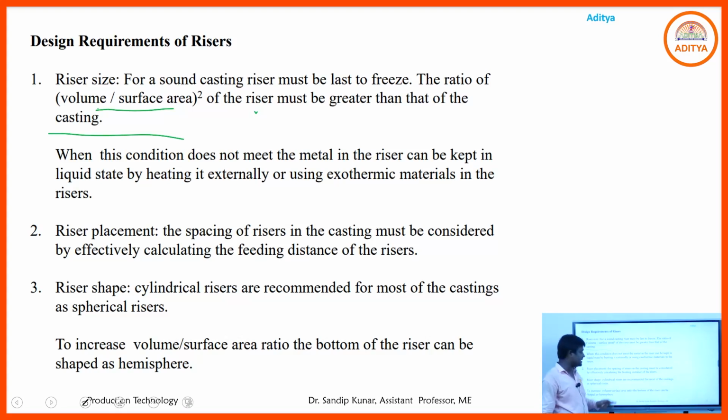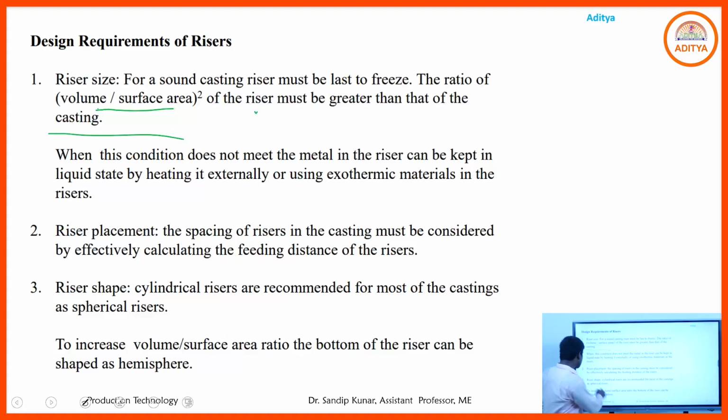Another, riser placement. The spacing of the riser in the casting must be considered, effectively calculating the feeding distance of the risers. Means the distance between the position of the riser and the position of the mold cavity, that feeding distance must also be calculated. If the feeding distance from the riser to the mold cavity is more, then sometimes extra metal does not come to that particular mold cavity. So in that case, we must calculate the feeding distance.